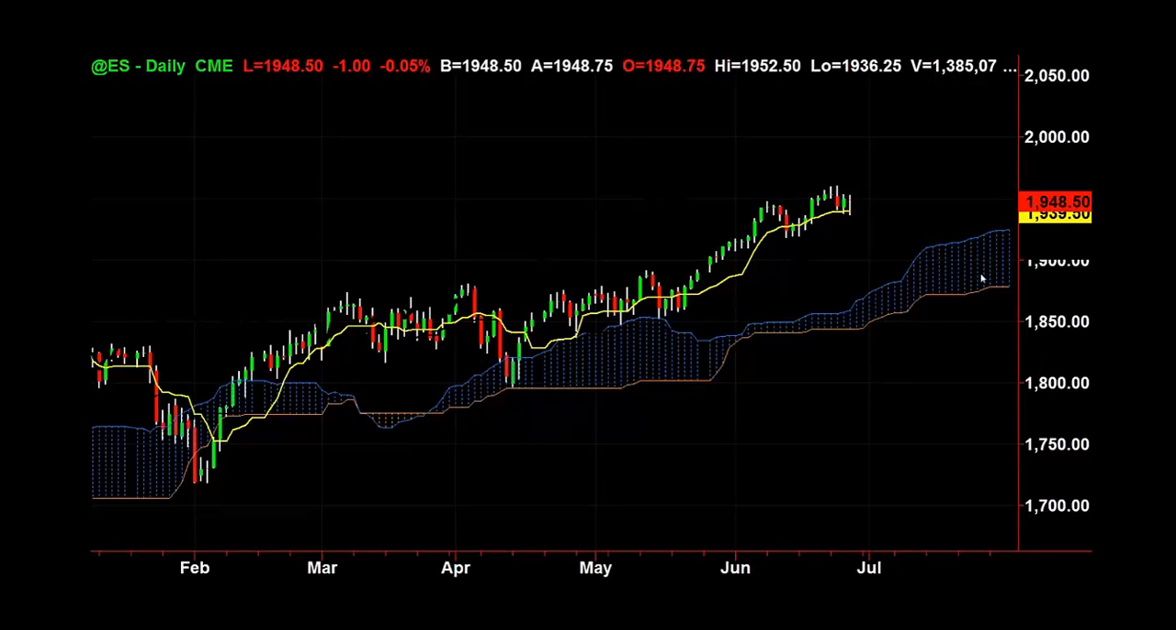T-U-R-N. So we've got the cloud here, and this is the turn line, T-U-R-N. It also can be considered a fast midpoint moving average. All right. It's not a moving average. It's a midpoint moving average, but it's not just a moving average. And it's a 9 period.